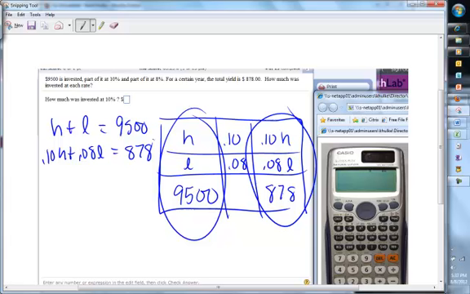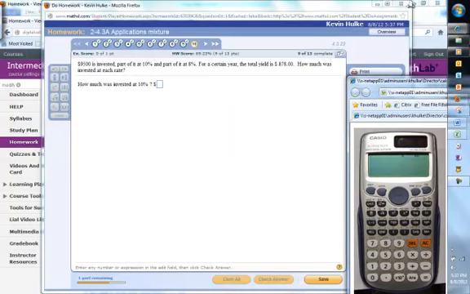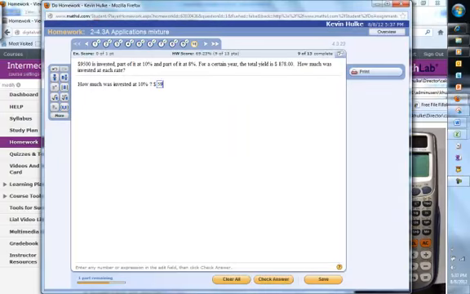Let's enter that on our calculator. Mode 5-1, and it'll be 1 equals 9,500, and 0.1 and 0.08 and 878. And we get H is 5,900, and the low is 3,600. So 5,900 and 3,600.